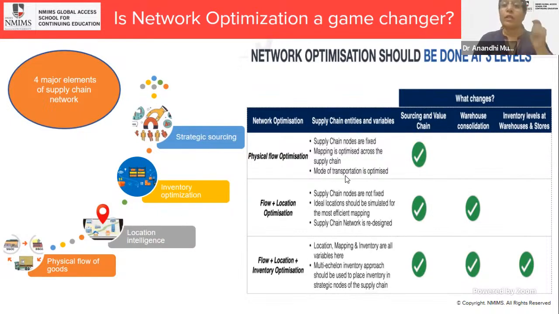Okay. First model, you will go with sourcing and value chain. And flow plus location optimization, you will go with flow and sourcing and value chain as well as warehouse consolidation too. And when you optimize inventory as well, inventory levels at warehouses and stores, everything has to be calculated, taken into consideration.